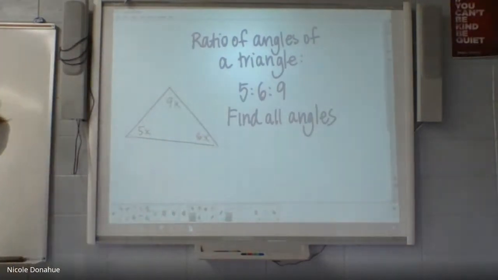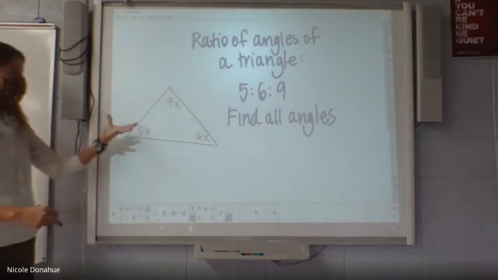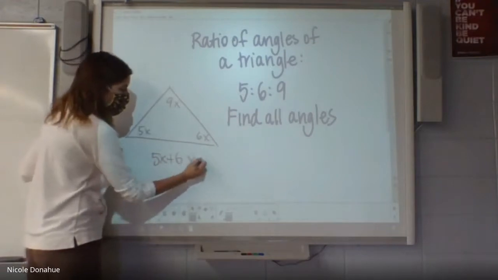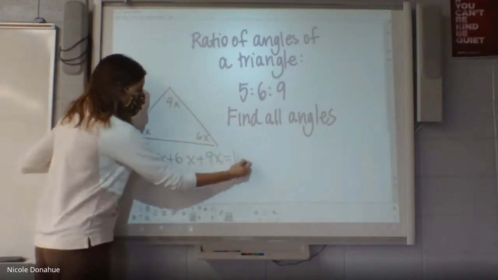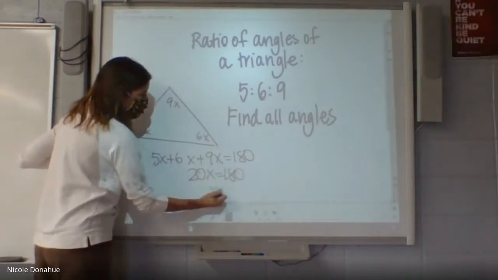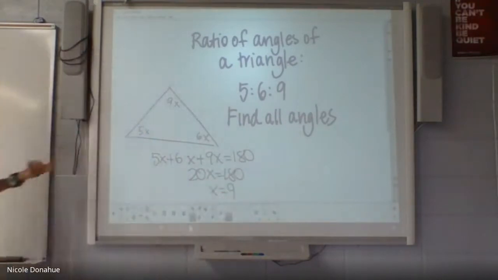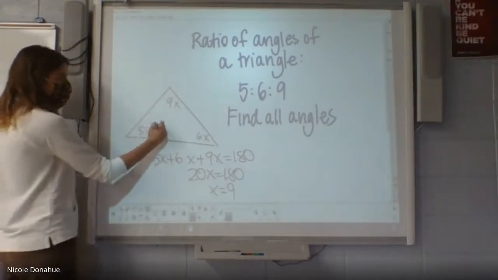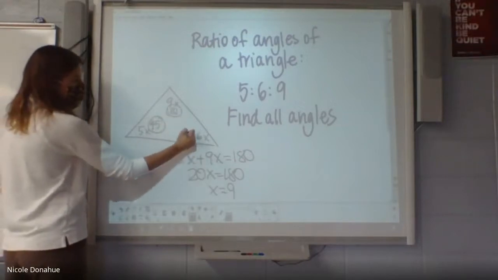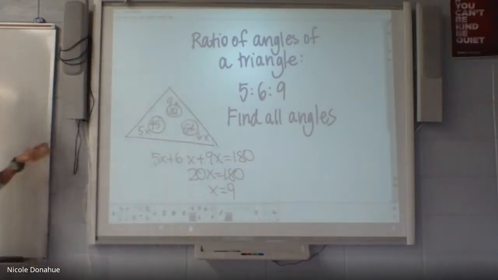So, okay guys, when it's talking about ratios of angles, I know the angles should all add to 180. So this is gonna be 20x equals 180. And we find out x has to be 9. Once I know x is 9, then I have to go and find all those angles. So I'm doing 5 times 9 is 45, 9 times 9 is 81, and then 6 times 9 is gonna be 54. The way to check that we did this correctly is they should add up to 180.